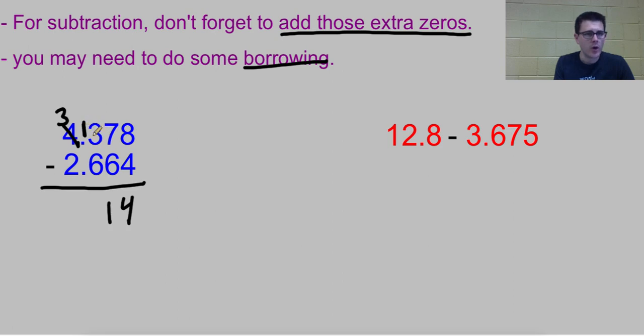If you're okay writing the 1 there, that's fine. Other people like to just rewrite it as a 13 up top. Whatever works best for you. 13 minus 6 is 7. Our decimal slides down. And 3 minus 2 is 1.